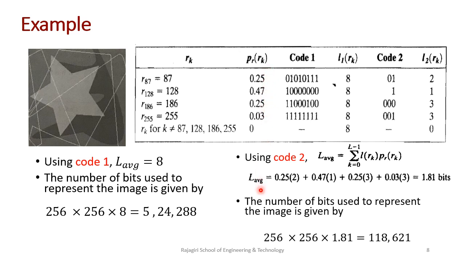So we calculate L average using code 2 as 1.81 bits, and the total number of bits used to represent the entire image is given by 256 times 256, which is the size of the image, times L average, which is 1.81. So you can see that there is a significant reduction in the number of bits used to represent the image using code 2 as compared to code 1.